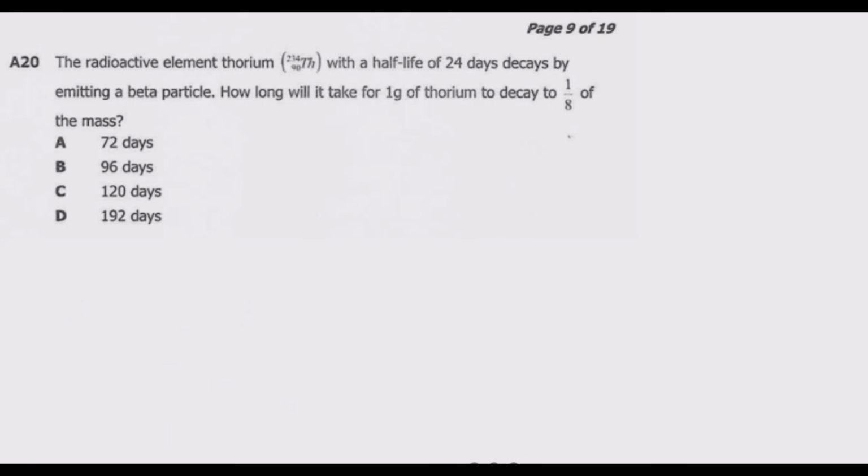Number 20, the radioactive element thorium-234 with a half-life of 24 days decays by emitting a beta particle. How long would it take for 1 gram of thorium to decay to 1/8 of the mass? So remember, there is always a question on half-life, and this is a giveaway question, so you just need to know the formula. The amount of material at a particular time is equal to the initial material multiplied by 1/2 to the power of time that has passed over half-life.